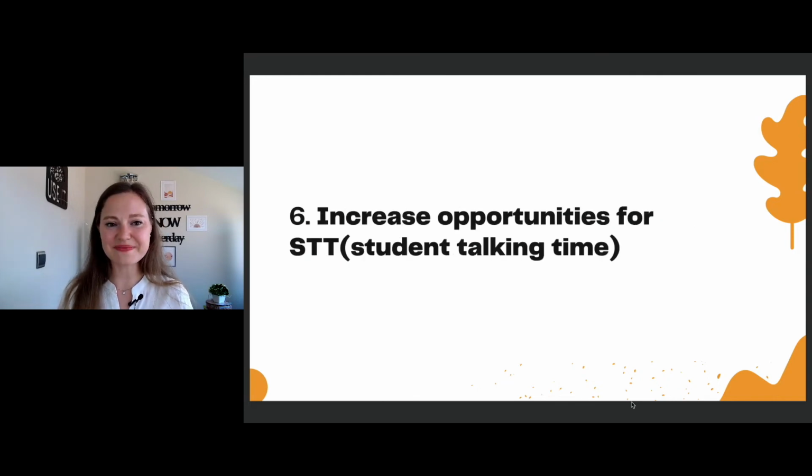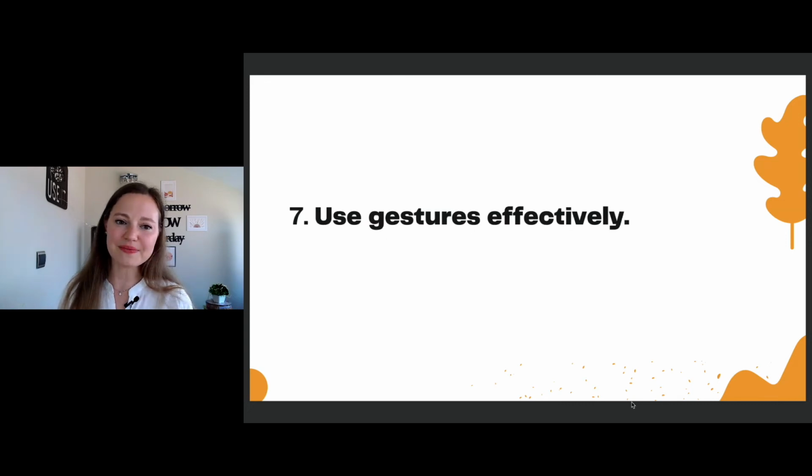Tip number 6, increase opportunities for students' talking time. So student talking time is definitely a good thing. However, make sure that they talk about the subject that you planned, not about the weather or the plans for the upcoming weekend.